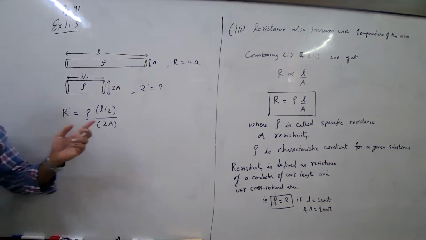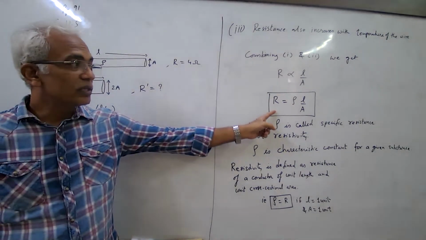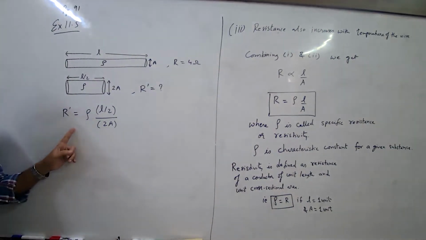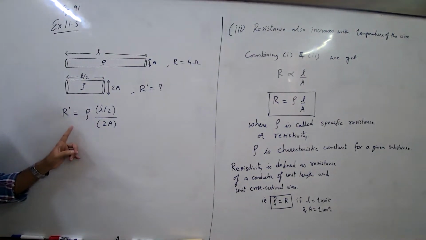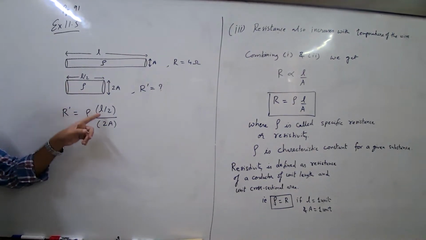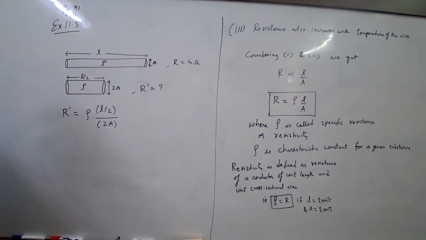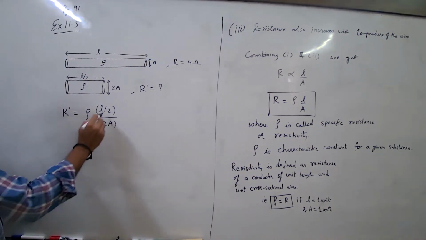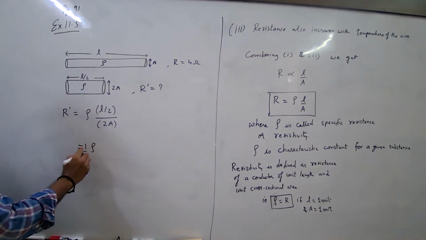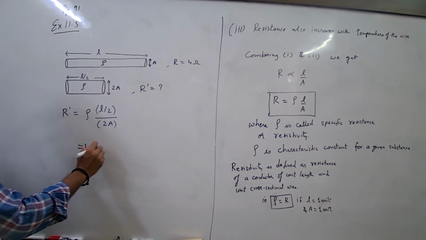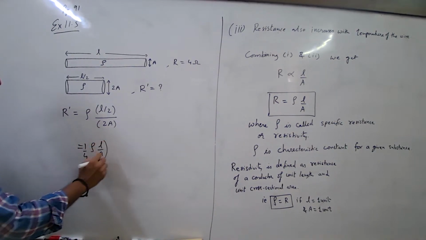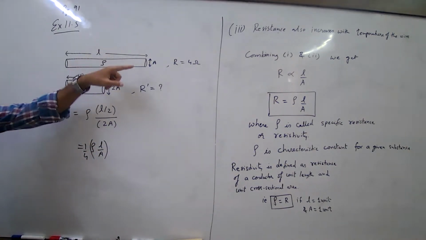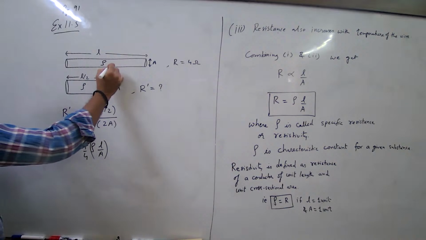What is the relation between resistance, resistivity, length and area? So from this equation, R dash will be equal to rho times length of this wire divided by 2A. And this is L by 2 into 2. So it will become 1 by 4 times L by A. But what is rho L by A? Rho L by A is R.